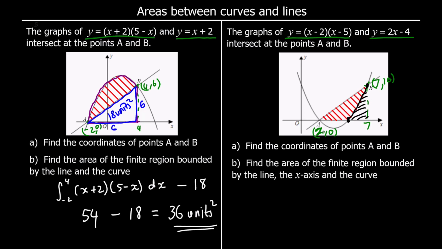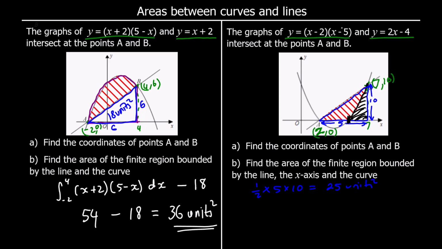So the area of the triangle, 2 to 7, means we've got a base of 5. We've got a height of 10. So half times 5 times 10 will be 25 units squared. So that will be the whole triangle, 25 units squared. Then if we can find the area of this section here, we don't know this x coordinate at the moment.